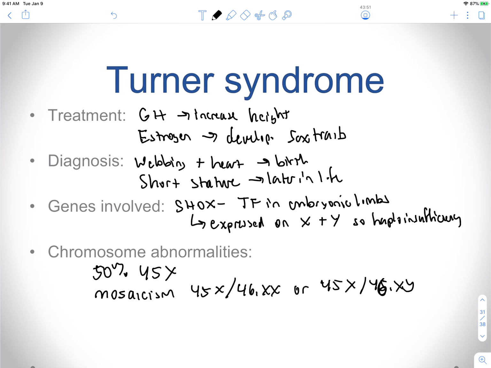Or you can have a structural abnormality. So this can be a partial deletion of the X. So you can also have partial deletions, in which the full chromosome is not deleted.